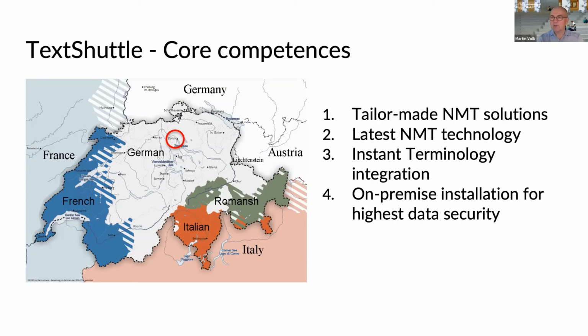The next argument for a small company like TextShuttle is that we do on-premise installation. That means we are building a machine translation system for a particular customer, and this machine translation system can run over the cloud. But if the company has a high security requirement, as some of our customers do, then it's better to install the system within the company intranet and run it there, so that the data never leave the company.